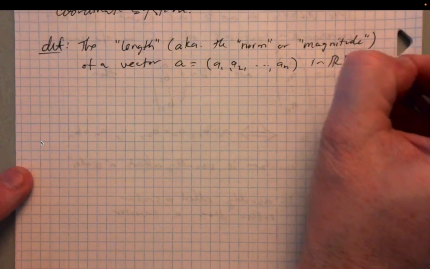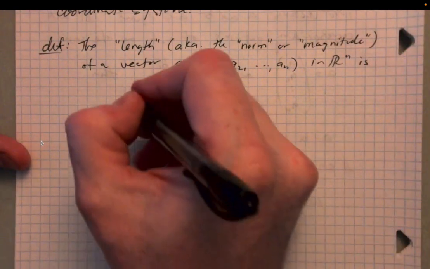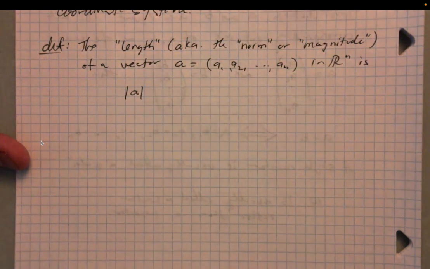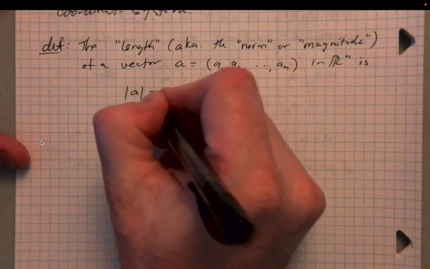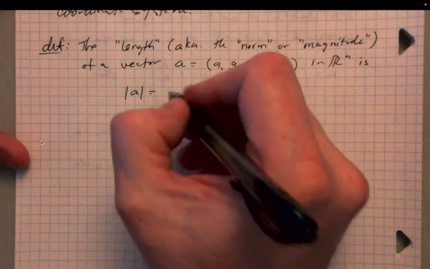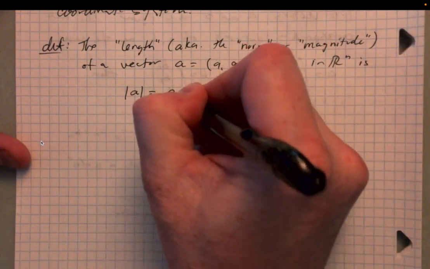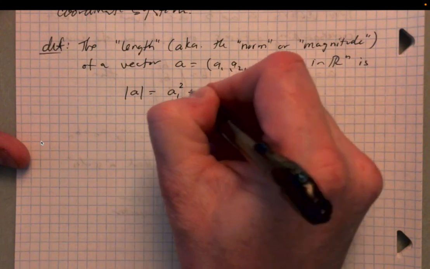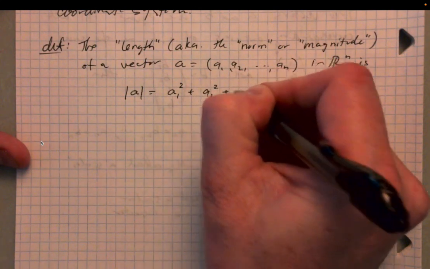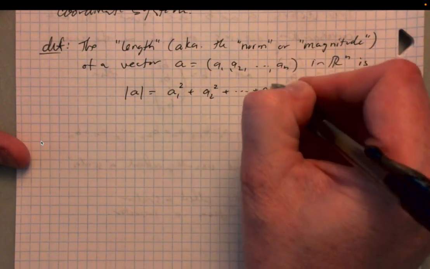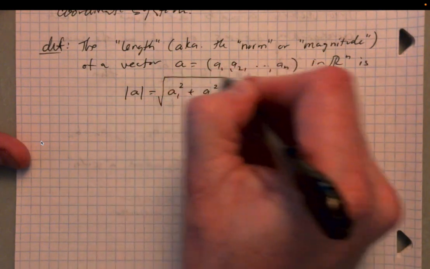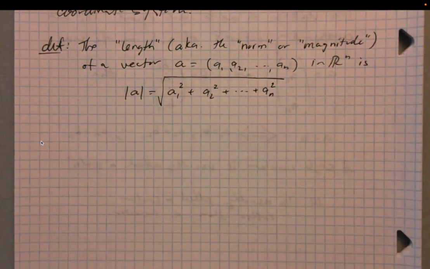Right? How do we define the length or the norm? Well, it could be denoted like this, right? And it's basically going to be the sum of the squares of the components. So you square the first, square the second, so on, add them all up, and then take the square root. That's what we mean by the norm of a vector, or the length of a vector.